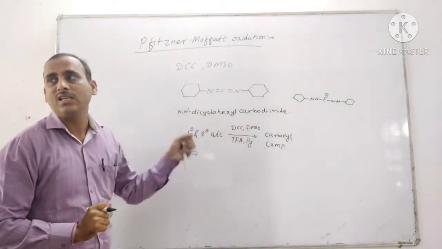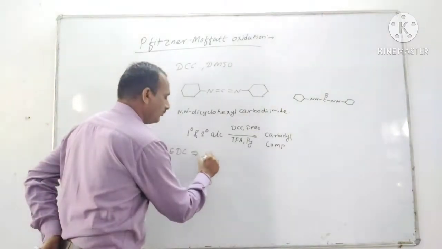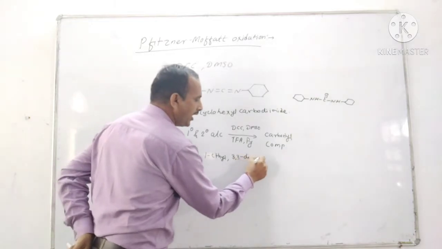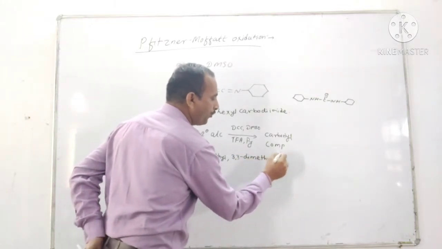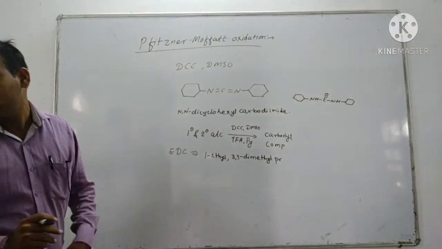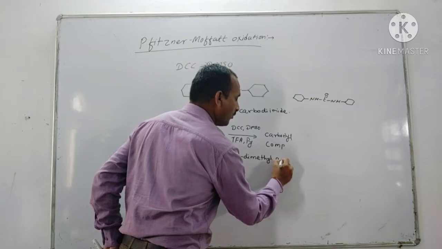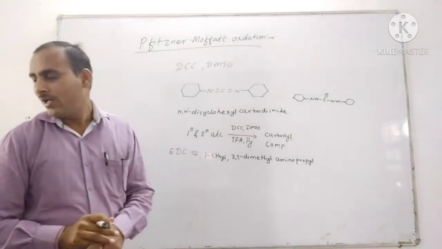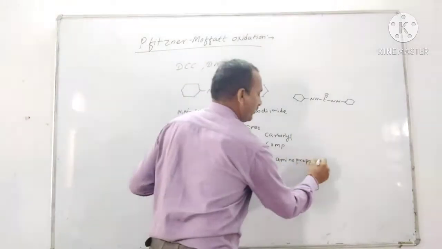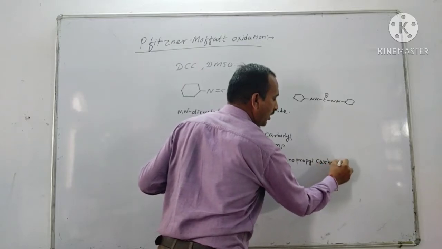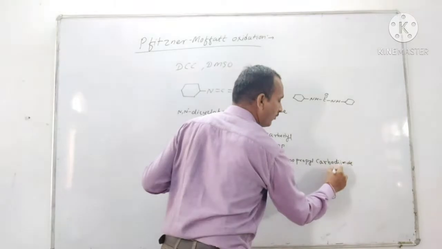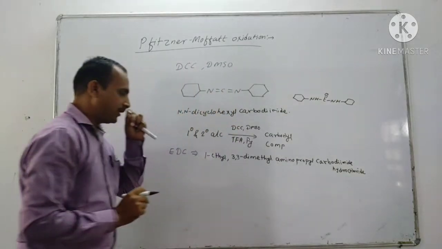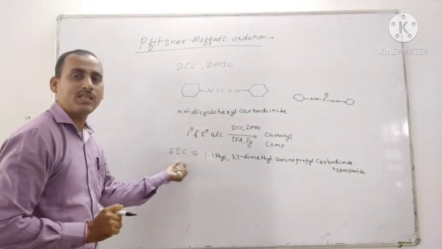Therefore instead of DCC we can use EDC, that is 1-ethyl-3-(3-dimethylaminopropyl)carbodiimide hydrochloride. So instead of DCC, EDC is used.